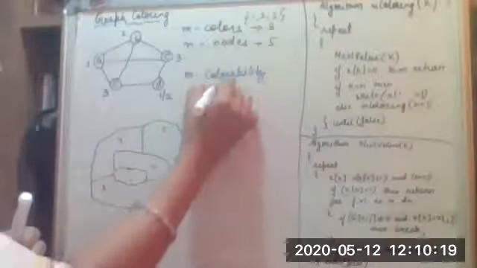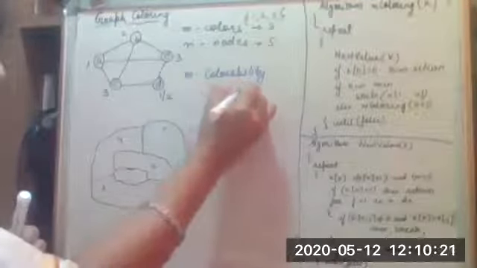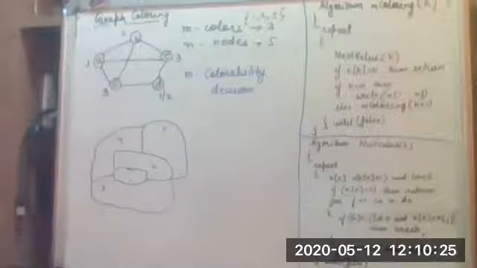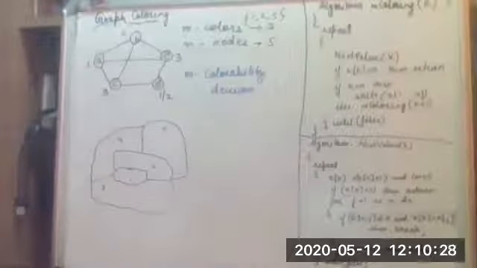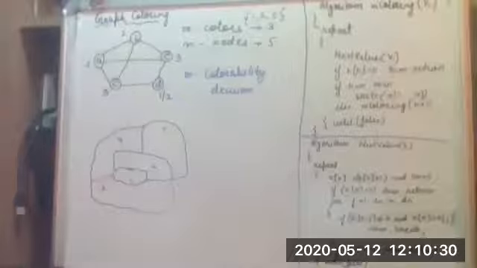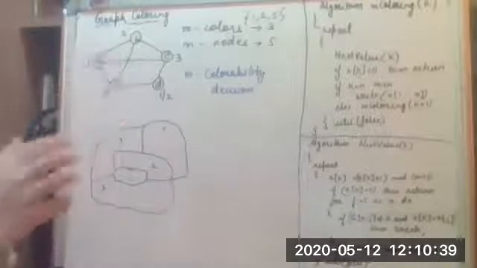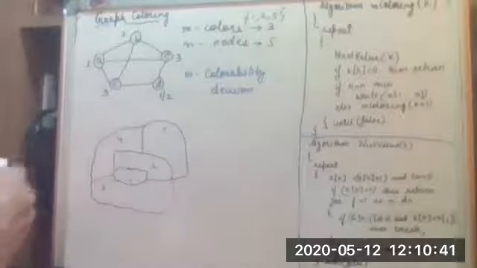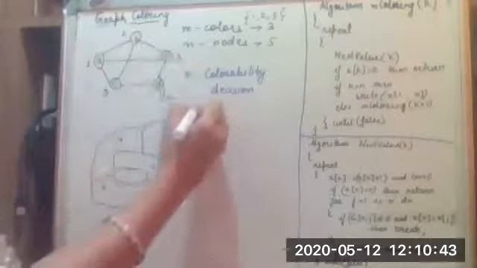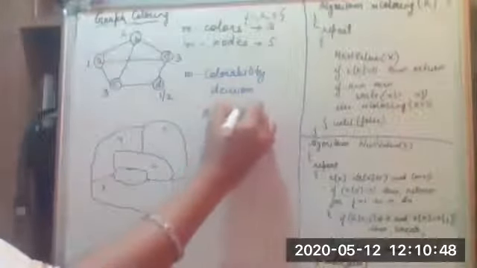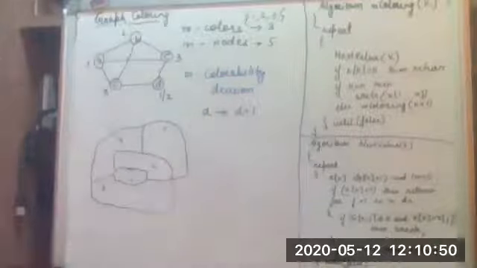decision. So when we call this as M colorability decision, in that case, what we are saying is that we have to decide on the number of colors that we have to give to the degree of the graph. So for this M colorability decision, what they say is if the degree of the graph is D, then it can be colored with D plus 1 number of colors.